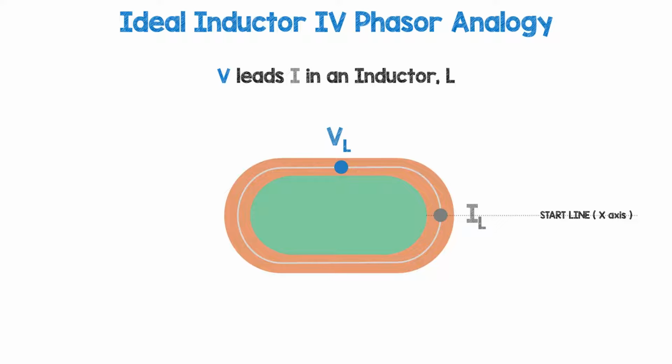Imagine that the inductor voltage VL and the inductor current IL are having a race on a running track. VL and IL always run at the same speed, so they have the same frequency and angular velocity. They're always 1/4 of a lap apart, no matter how fast they run, and the current lags behind the voltage.